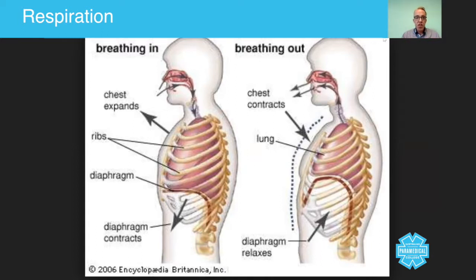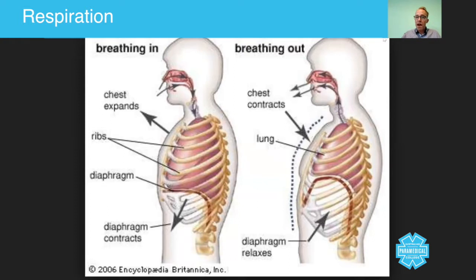So inspiration is what we call an active process. When you breathe in, look what happens. Your rib cage expands upwards and outwards, and the diaphragm contracts. This process of inspiration is active, so it uses energy, it uses what we call ATP, or adenosine triphosphate.